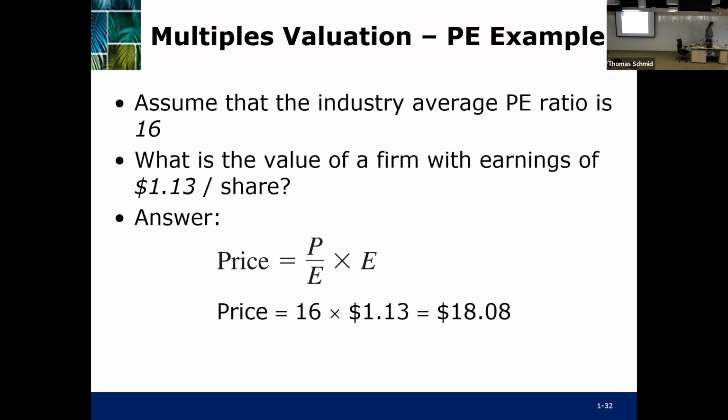So this is a very short example. Assume that the industry average PE ratio is 16, and then assume that firms within the industry are all comparable. So if a firm has earnings of $1.13 per share, what is the share price according to the multiples model? Well, it's the multiple of 16 times the earnings, so it's $18.